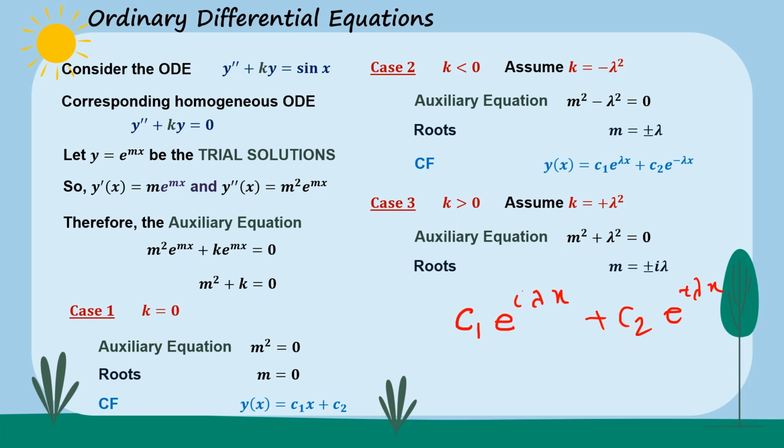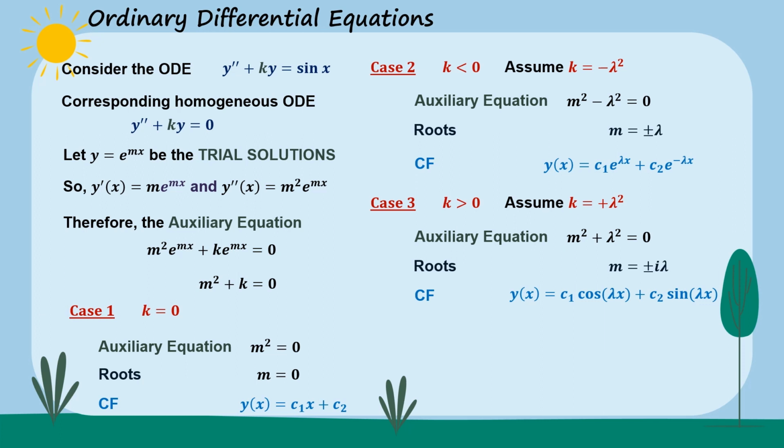Okay, how do we do that? Because you remember, in school level you learned one important concept which is called Euler's theorem. In Euler's theorem, we connect the exponential with sine x and cos x. So if we apply that, we can rewrite the solution as c1 cos lambda x plus c2 sine lambda x. Okay, that's it. So here we get a different complementary function for the same equation based on the values of k.